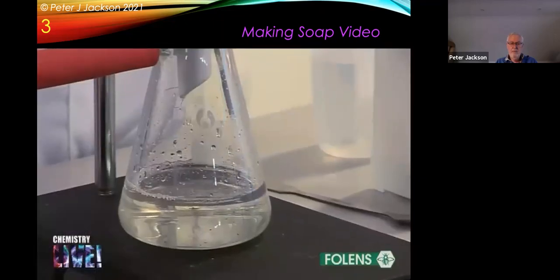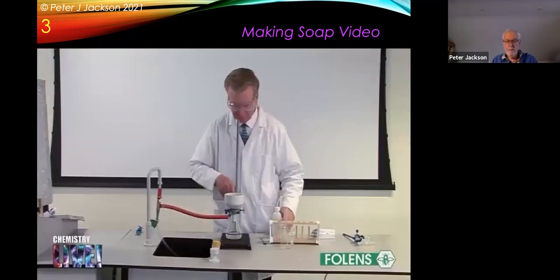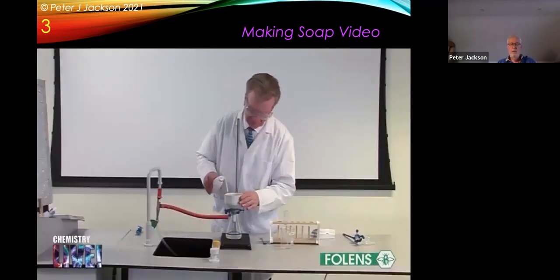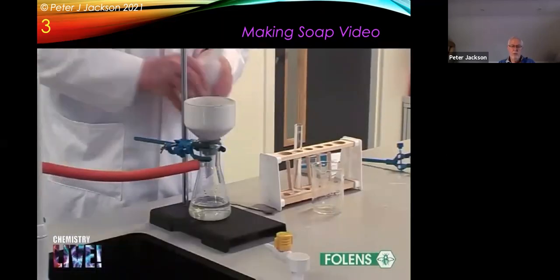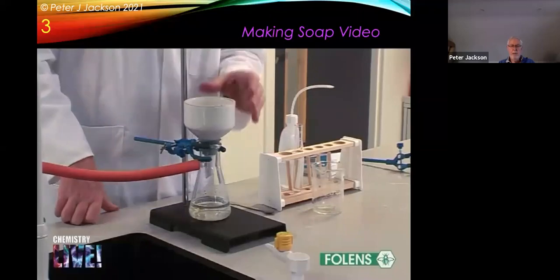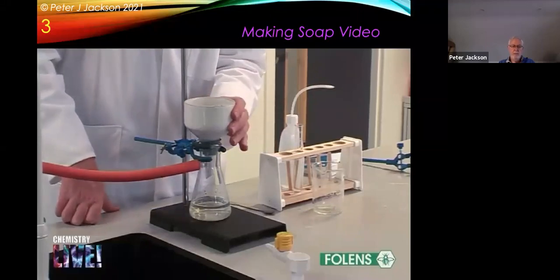Wash the soap with fresh salt solution to remove any sodium hydroxide still present. That's a good idea, or you can use even ice cold water, it will do just as well, but brine is probably better.